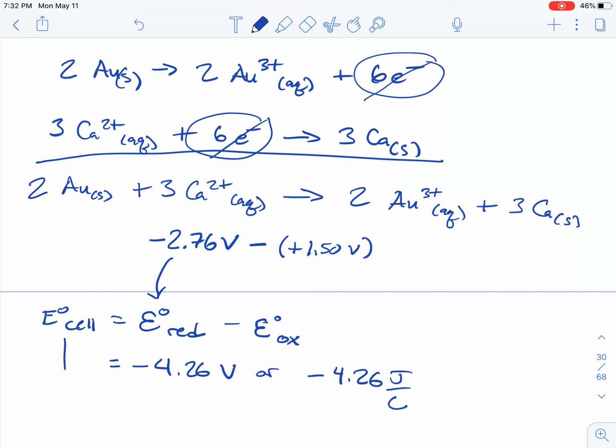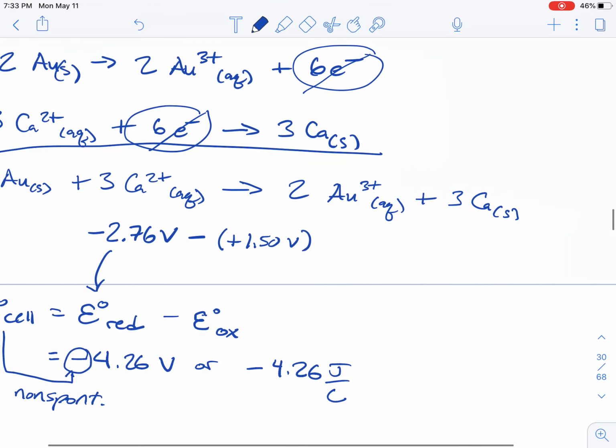Since the sign for the standard cell potential is negative, we already know that this reaction is going to be non-spontaneous. And so we should expect that the value of our delta G will be positive. A positive delta G will reflect a non-spontaneous reaction as well.